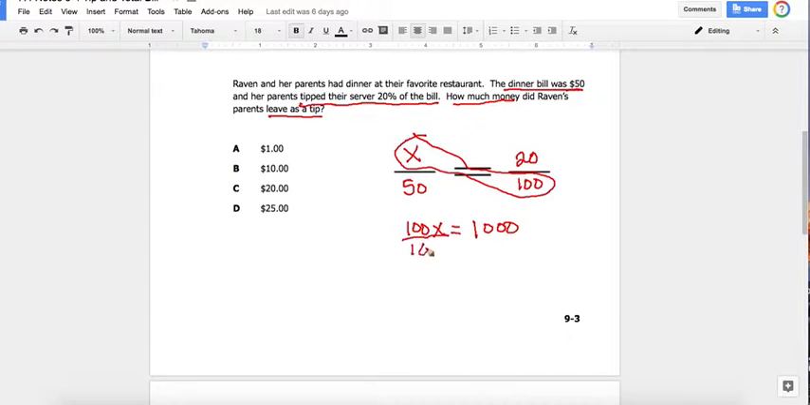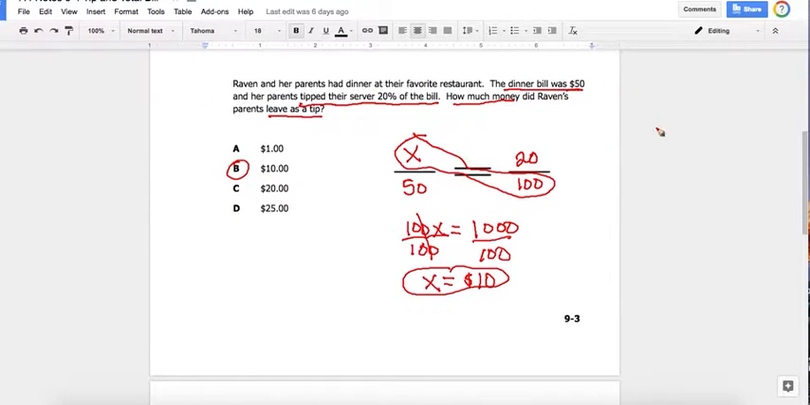To get rid of multiplication, we divide both sides by 100. The hundreds cancel, and I'm left with a 1 in disguise, and 1,000 divided by 100 is $10. And since the question said, how much money did Raven leave as a tip? This is my final answer, $10.